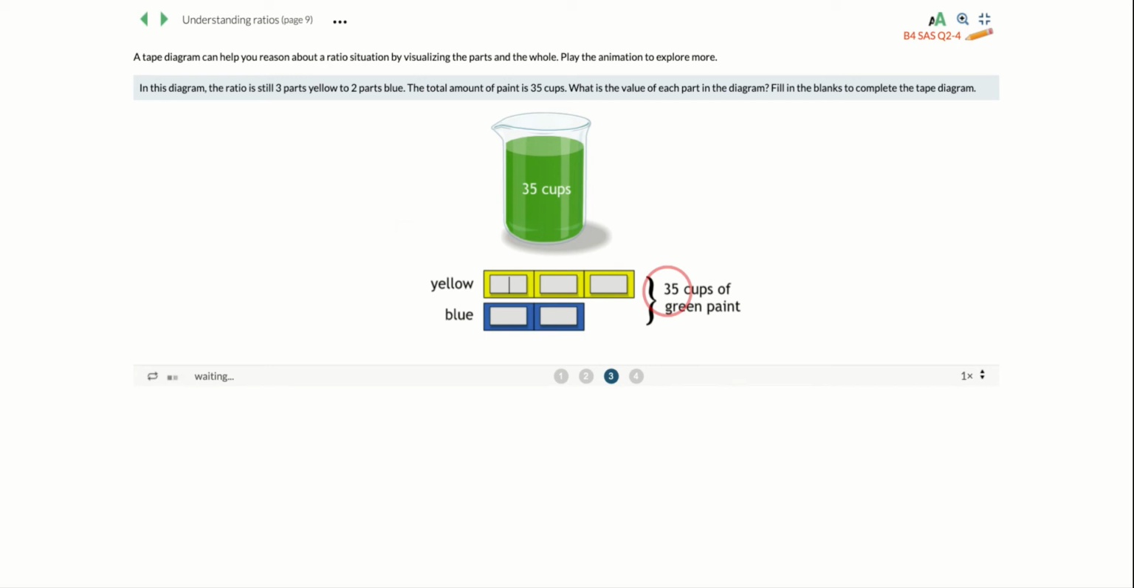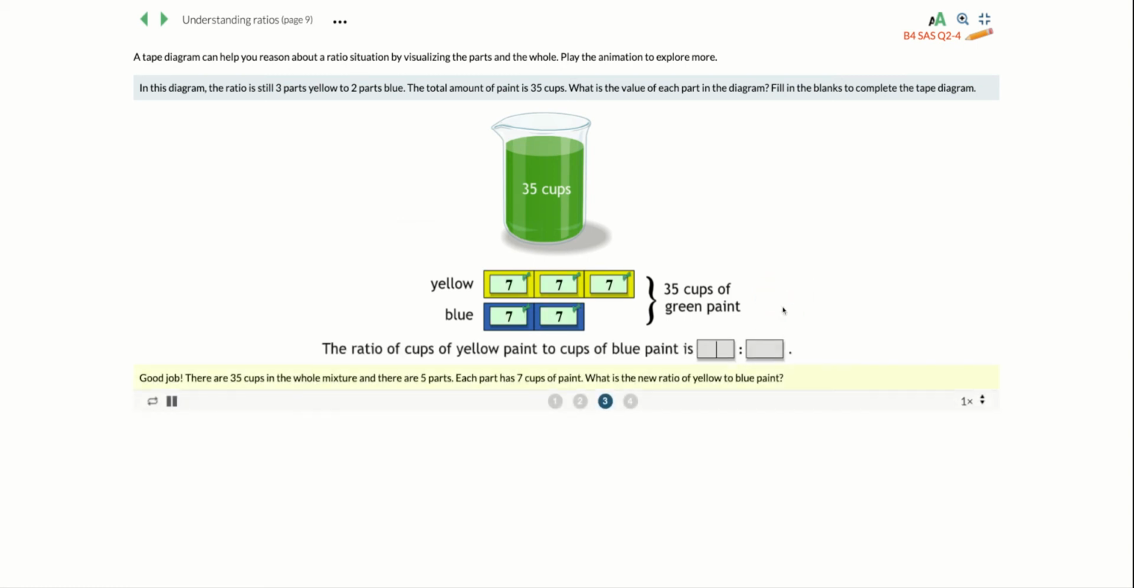Well, 5 goes into 35 7 times. So each of my boxes in my tape diagram, or each of my parts of my tape diagram, would hold a total of 7 cups because there's 35 cups total. So what would be the ratio of my cups of yellow to blue?